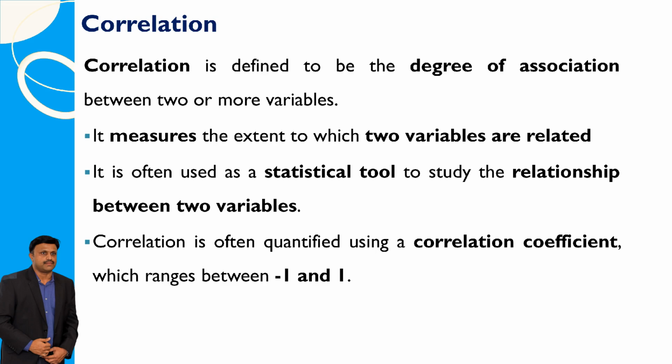Correlation refers to the degree of association between two or more variables, measuring how closely they are related. It is commonly used as a statistical tool to analyze the relationship between variables and is quantified by a correlation coefficient, which ranges from -1 to 1.